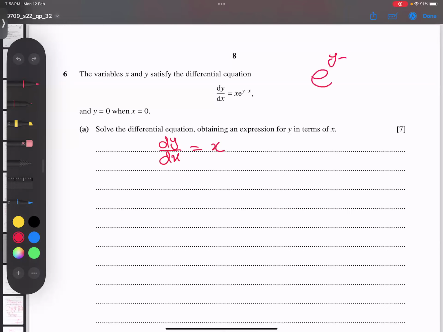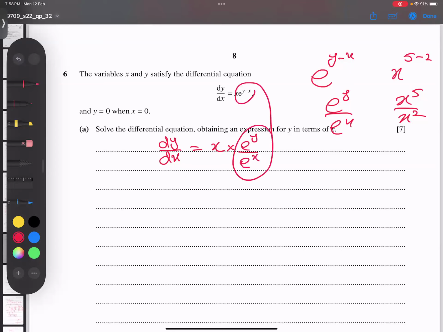How to split? The simple answer is, for example, x to power 5 minus 2. We can say x power 5 up, x power 2 down. So 2 down. The same story we can apply here: e to power y up, e to power x down, right? So this negative sign means dividing. The same story I can do here: e to power y over e to power x is a very important step.